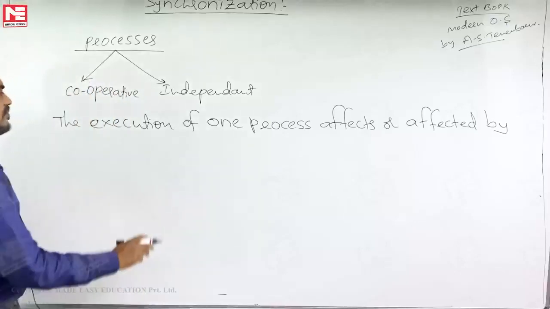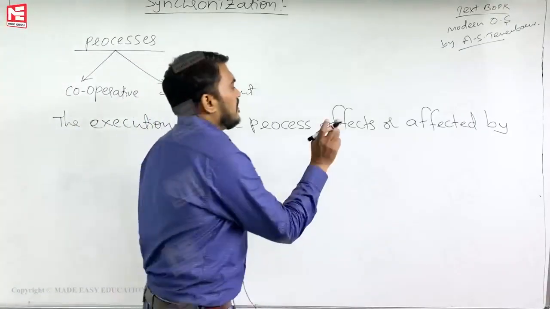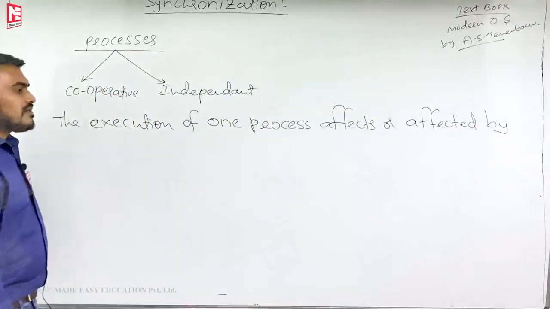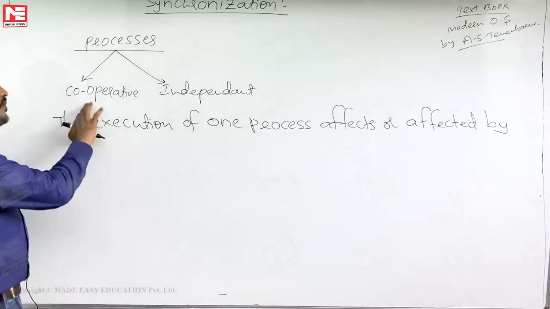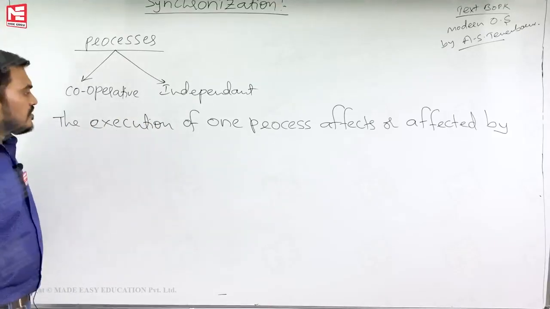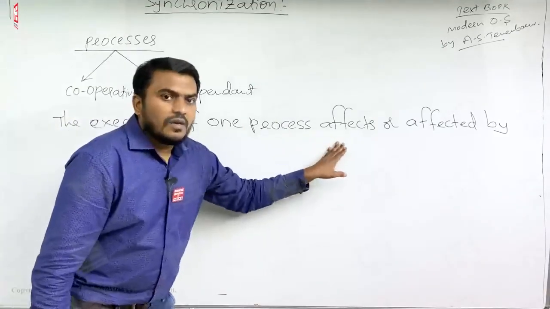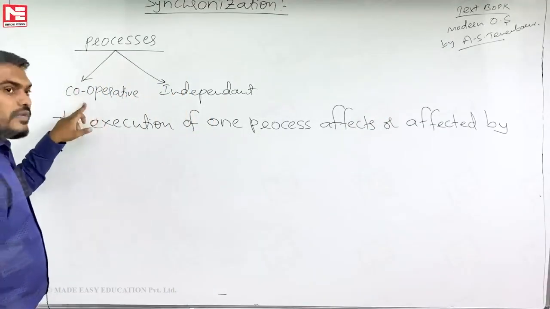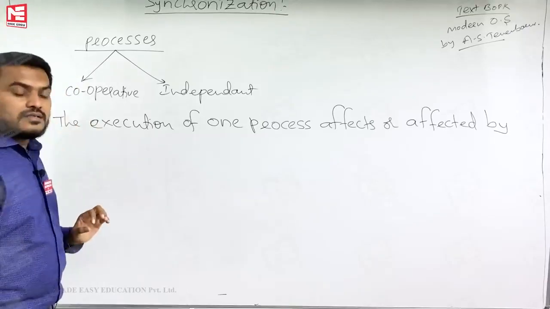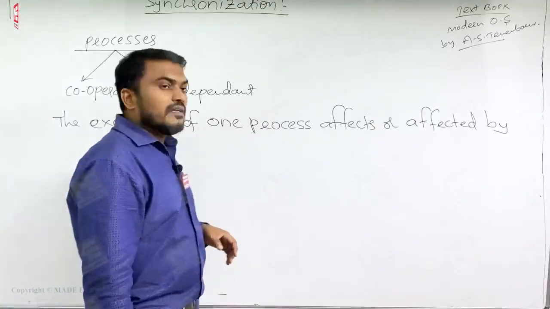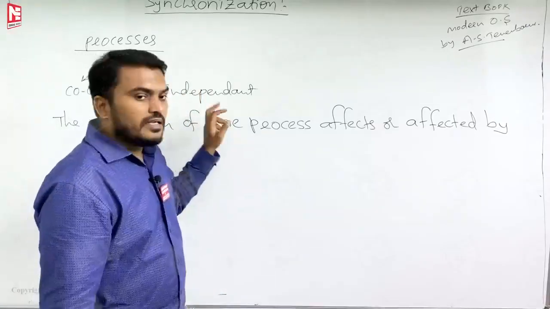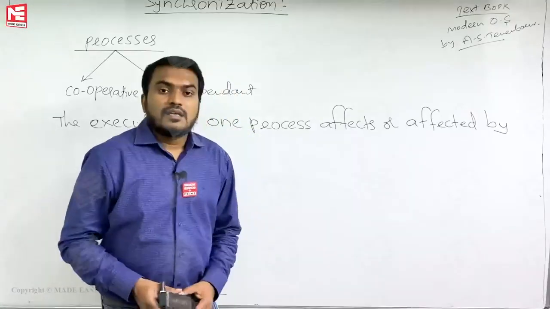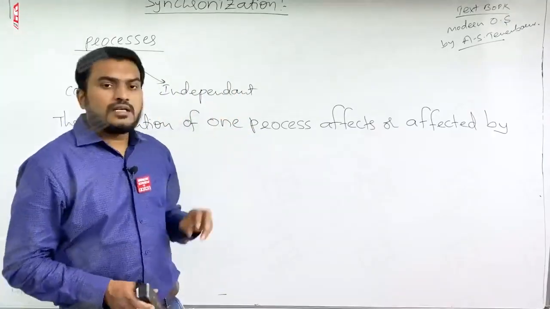Okay, if the execution of one process affects or is affected by another process, then those processes are said to be cooperative processes. Otherwise, note down the continuation, they are said to be independent processes. Note down properly.